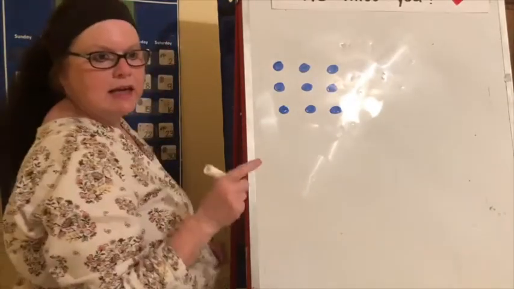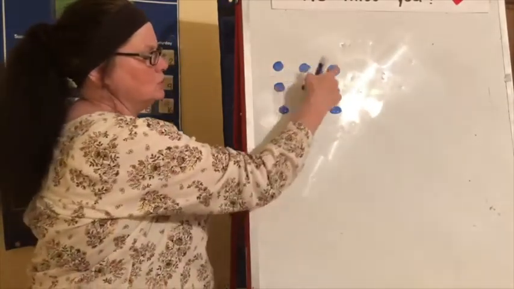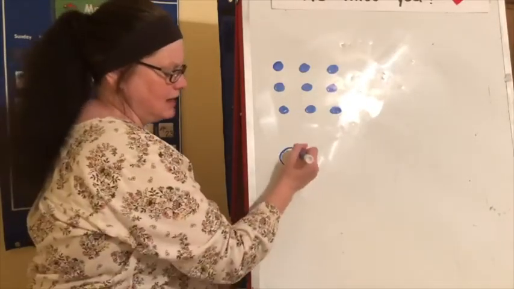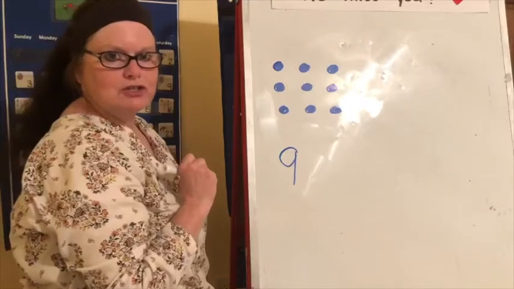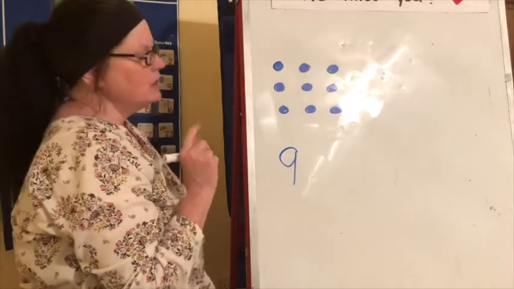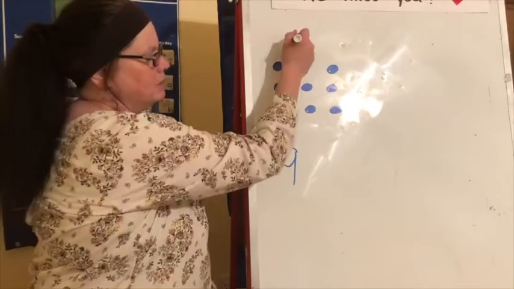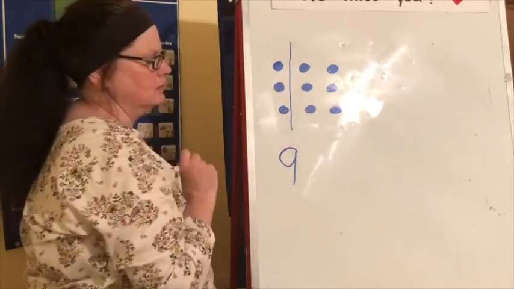So let's count and see how many I have. 1, 2, 3, 4, 5, 6, 7, 8, 9. I have 9 dots. If you have 9 dots too, perfect, you're ready to go. Now what we're going to do is we're going to break this up. So I'm going to put a line, and I'm going to put my line right here.